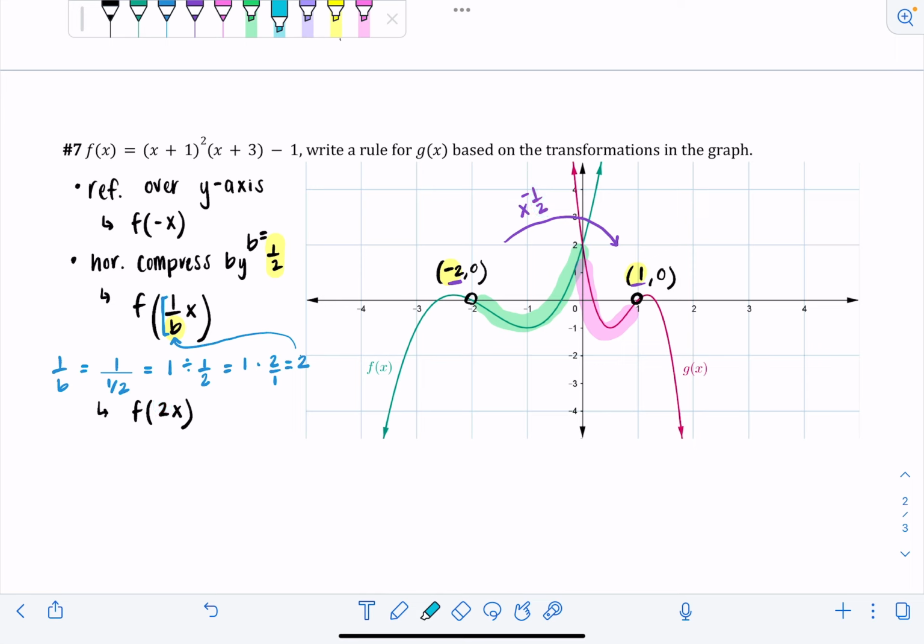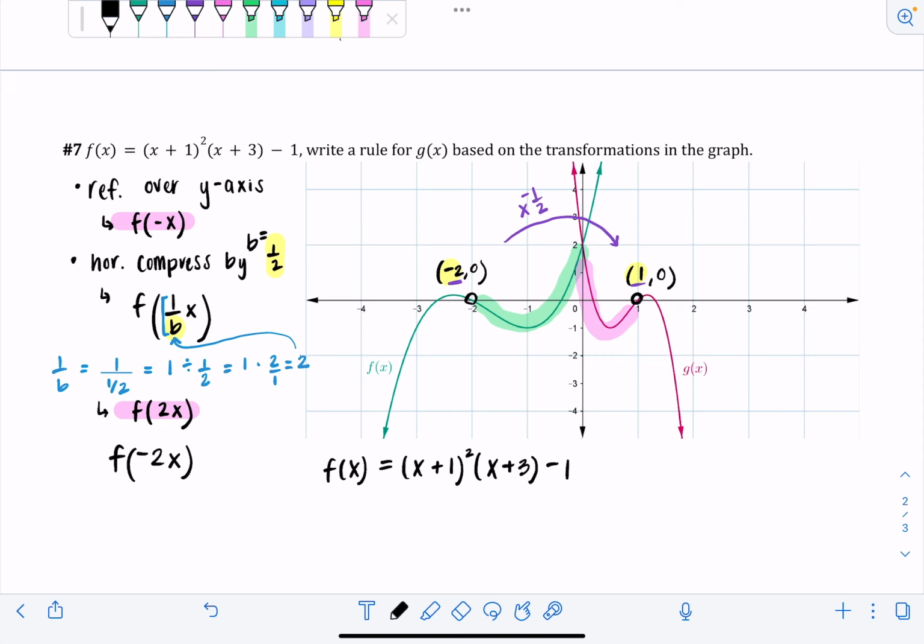Okay, and now we'll take these two function formulas and combine them into one, because this is one combined transformation. So altogether, it would be f of negative, for the reflection, 2x. And that means wherever I have an x in my function, I replace it with negative 2x. So I'm going to rewrite the function over here. It was f of x equals x plus 1 squared times x plus 3, and then minus 1.